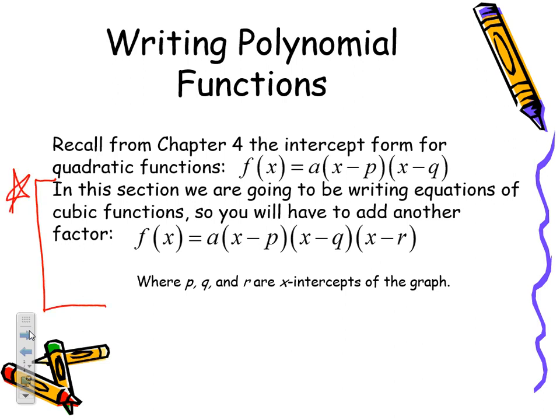In this section, we are going to be writing equations of cubic functions. Cubic means 3. So we'll have to add another number to our factors. So I'm going to have my p, my q, and now I'm going to add r. Now, p, q, and r are x-intercepts on our graph. That's very important to know. X-intercepts. So the point is always going to have a 0 for its y value.